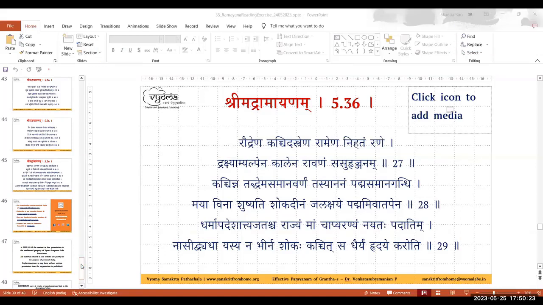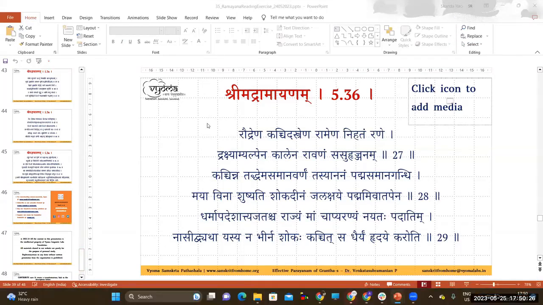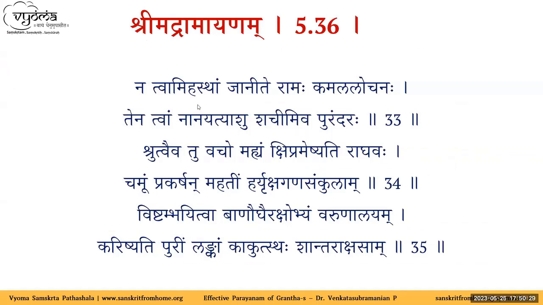Yeah, please read the whole sloka, Amogha Mahodaya. I was finding it very hard to read it. Sutvaivatu vacho mahyam Kshiprameshati Raghavaha Chamum Prakarshan Mahatim Harriksha Gana Sankulam. Once again, Amogha, please recite it. Shrutvaivato vacho bhyaam Kshiprameshyati Raghavah Chamun Prakarshan Mahatim Harriksha Gana Sankulam. Harriksha. Dhanyawada.